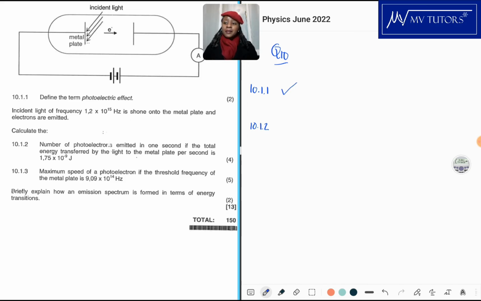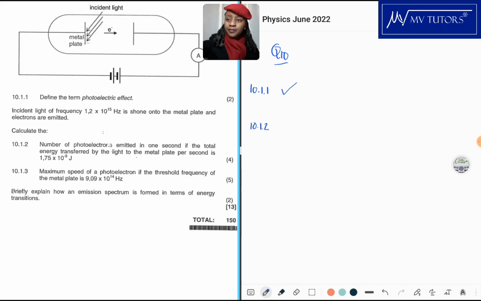Okay, this question can be a bit loaded. We are looking for the number of photoelectrons. If you go back to your static electricity section, you would know that if you want to calculate the number of electrons, you would have to get the charge that we have calculated and divide by the charge of an electron, and you'd get the number of electrons. In this case, what are we going to do? Because all we have is energy.